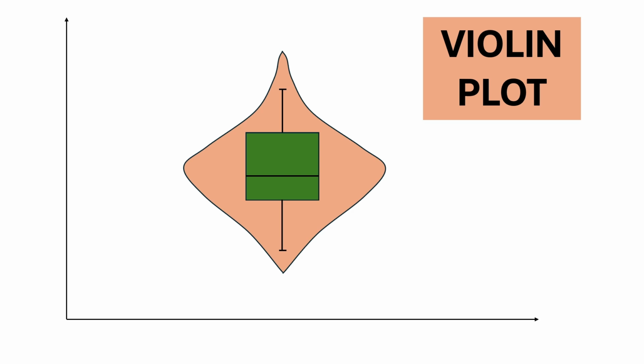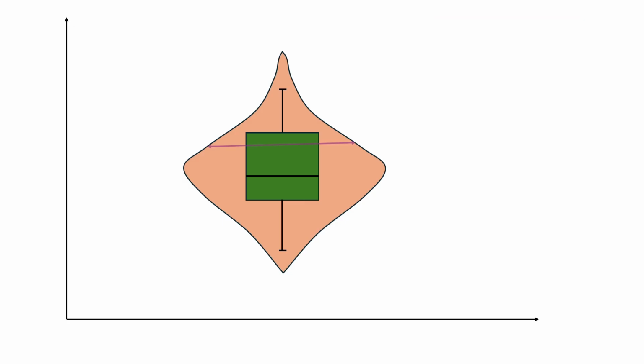Here the inside box plot will tell us about the summary of the distribution, and the outer curve will show us how the data is distributed, same as the KDE plot shows. So if at a point the curve is wider, then it means more data points are concentrated around that value, and if at a point the outer curve is narrower, then it means fewer data points are concentrated near that value.